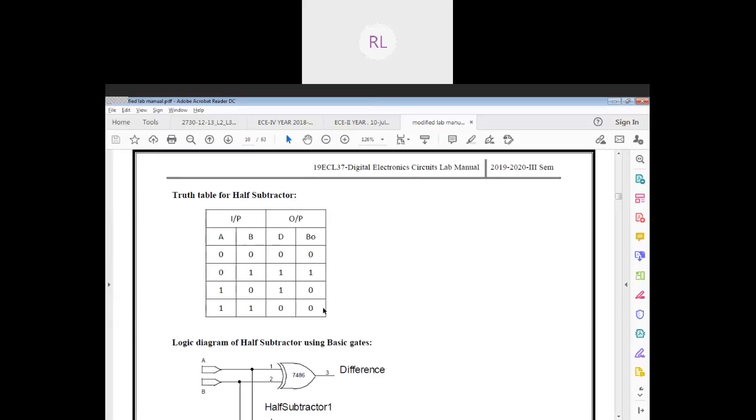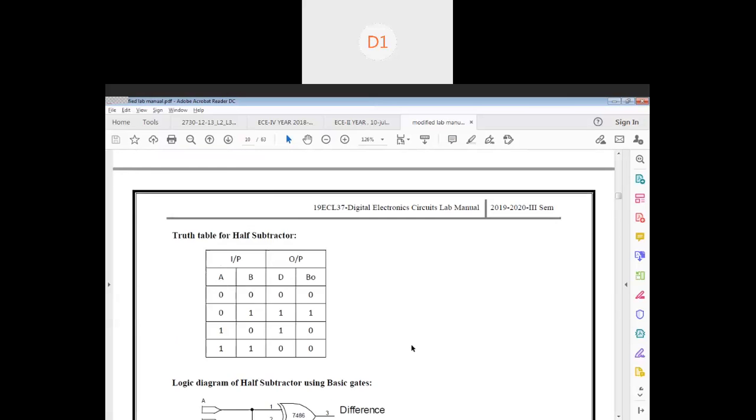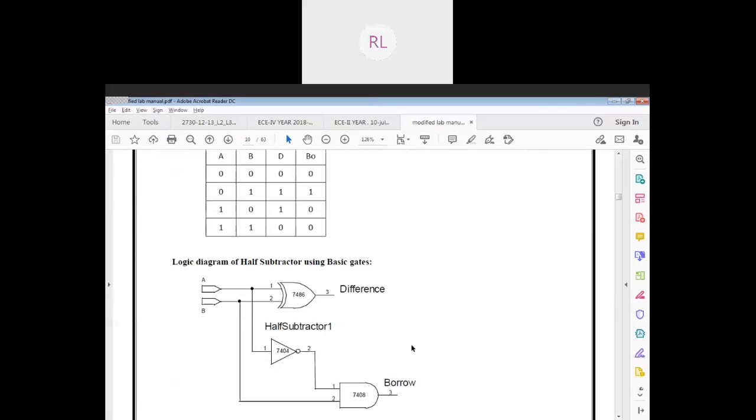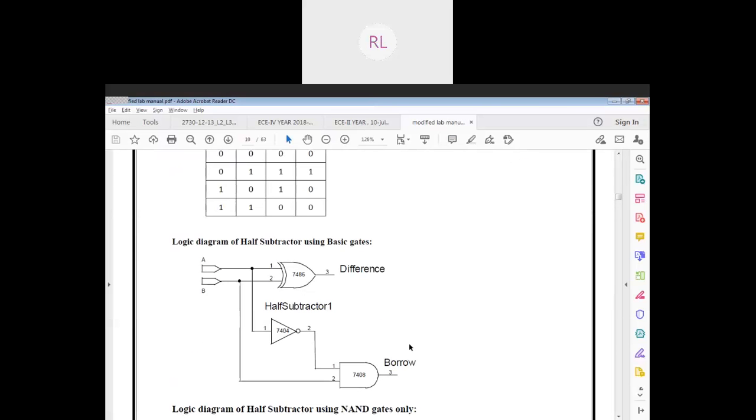C is equal to... what was the equation? Carry equal to AB, right? So here you wouldn't find the same thing. You will find that, based on our table, our borrow is equal to A bar B. Which means we have to use an AND gate, as well as an inverter for the A bar.